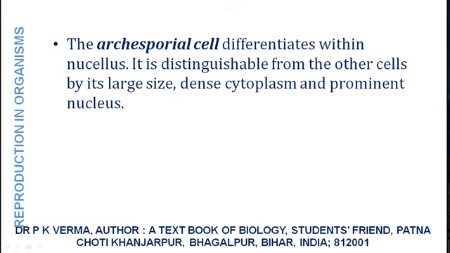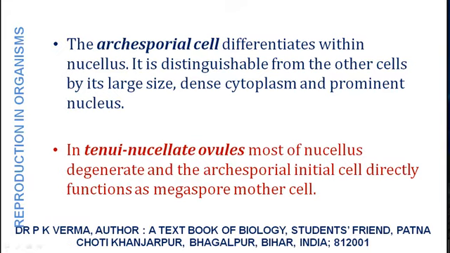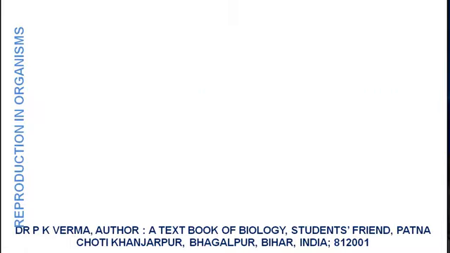The archesporial initial cell differentiates within nucellus from the hypodermal cell. It is distinguished from other cells by its large size, dense cytoplasm, and prominent nucleus. In the tenuinucellate ovule, the nucellus degenerates completely, and the archesporial initial cell directly functions as megaspore mother cell, so it will enter into meiosis.